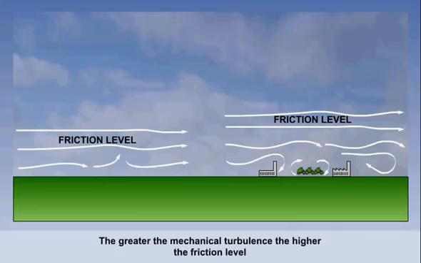If we first look at mechanical turbulence, we can see that the greater the physical obstruction, the greater the depth of airflow that is disturbed. This is common over land, especially around hills and towns. Notice that the friction layer is thicker and that the friction level is higher.